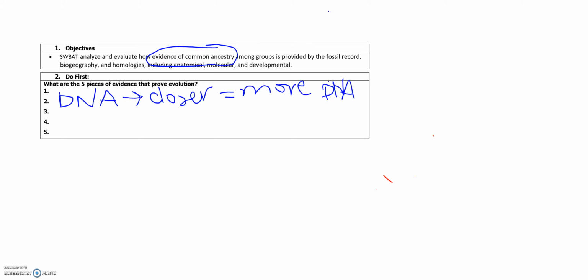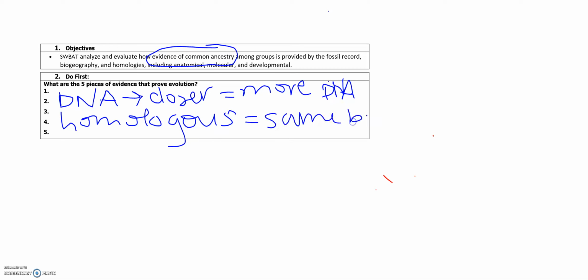There we go. Now, the second piece of evidence, or another piece of evidence that you could talk about, are the homologous structures. So again, for your homologous structures, they are going to have the same structure, but not the same function. So same structure or bones, but different function. So they won't both be used to fly or both be used to swim, but they will have the same bones.